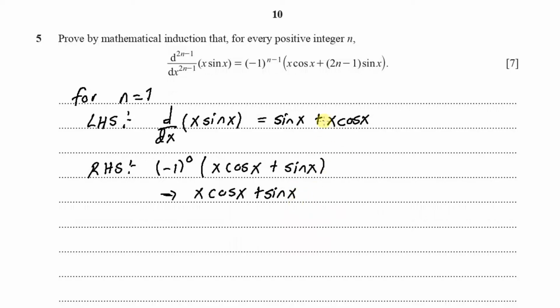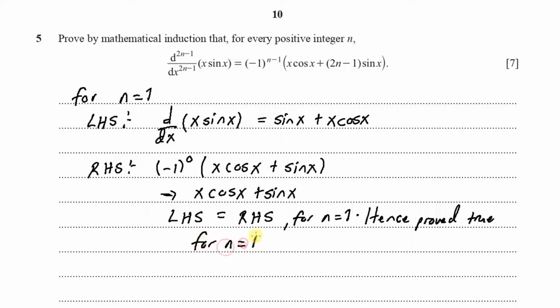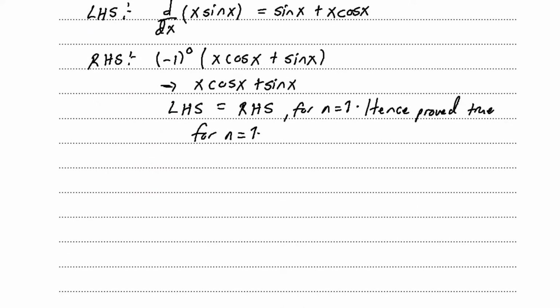Now you can notice that the left hand side is coming out to be equal to the right hand side when n is equal to 1. Hence, it's been proved true for n is equal to 1. So that's it for n is equal to 1. Let's move on to the assumption. So we assume true for n is equal to k.